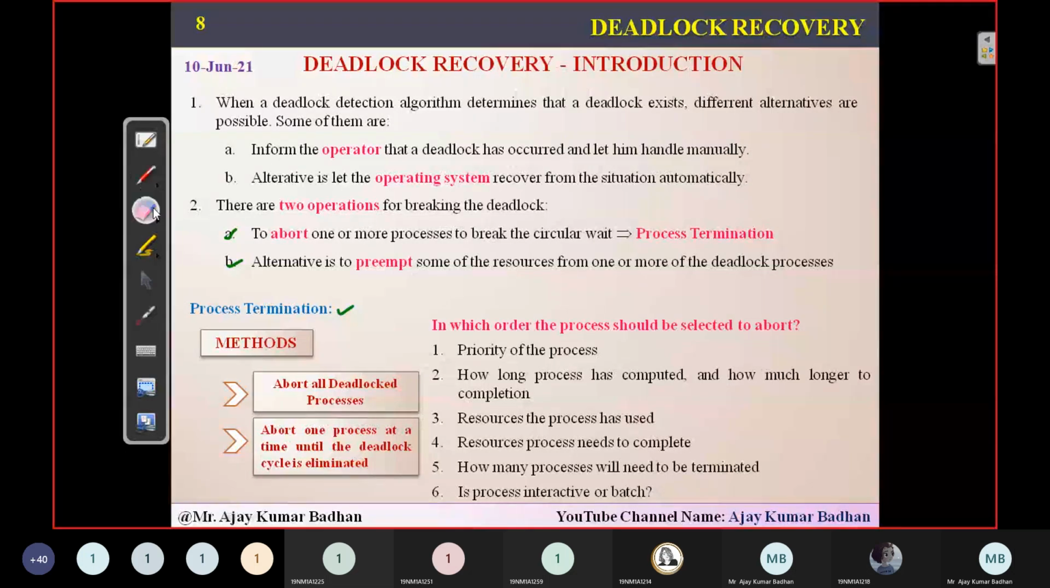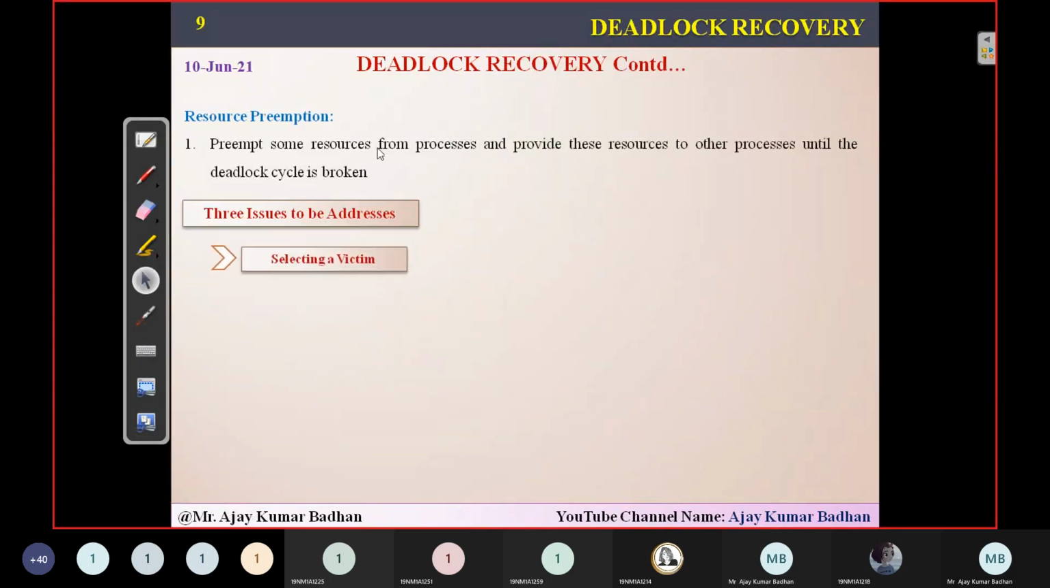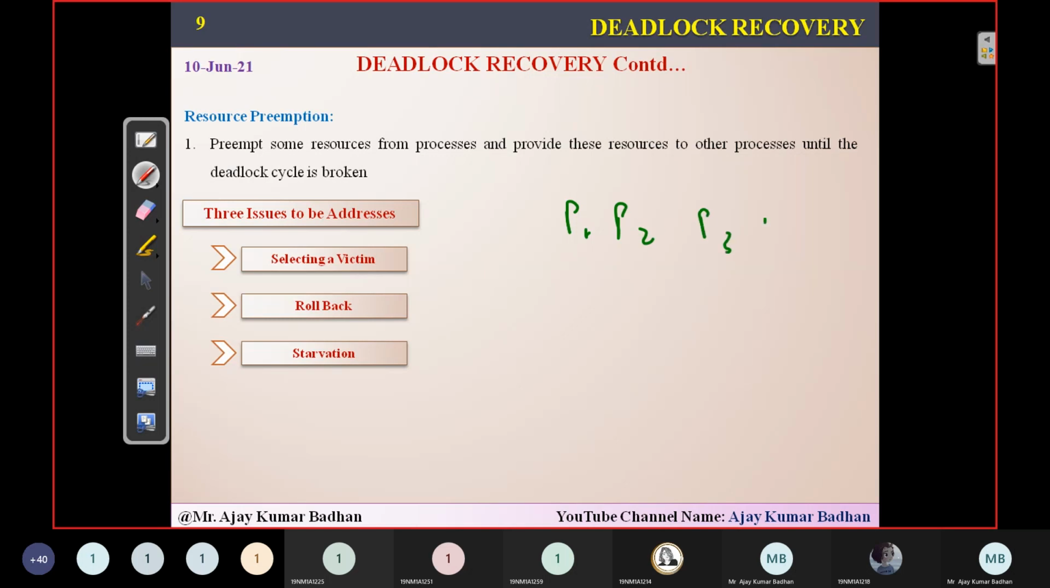Which one will the operating system follow? Well, depending upon the situation, the operating system will decide either to go with this or with that. Now coming to process termination, there are three things that need to be considered here. When you're terminating processes, and you're taking back the resources from the processes, then you have three issues here. Selecting a victim. Now you know that in the previous example, we had P1, P2, P3, and P4 in deadlock.